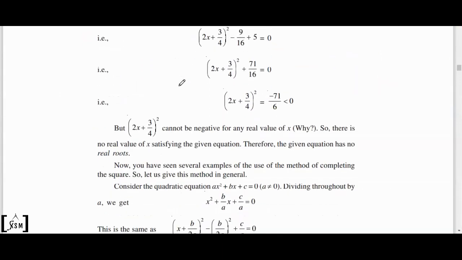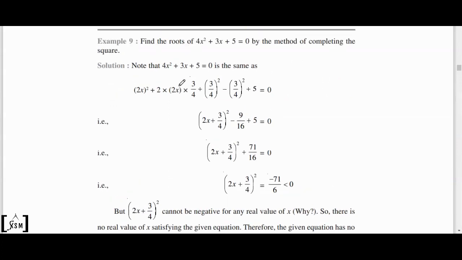Remaining questions you can do. Let's do one question here. That's a nice one. Very important. We'll get a different kind of result. Question number 9. Example 9.